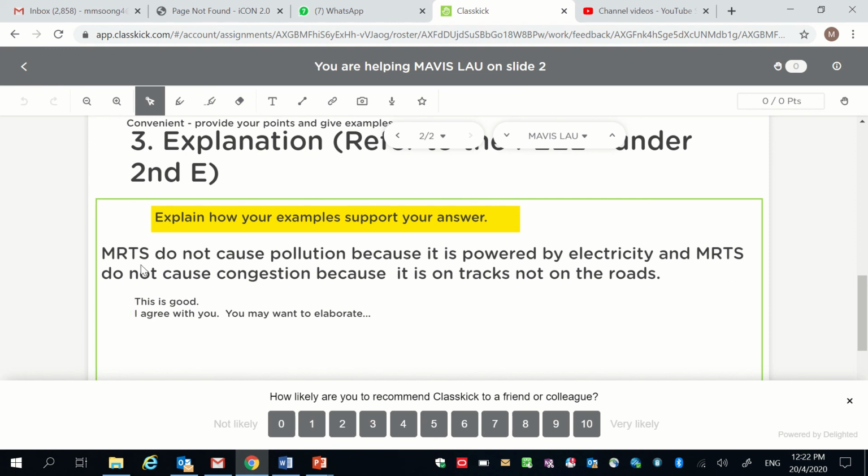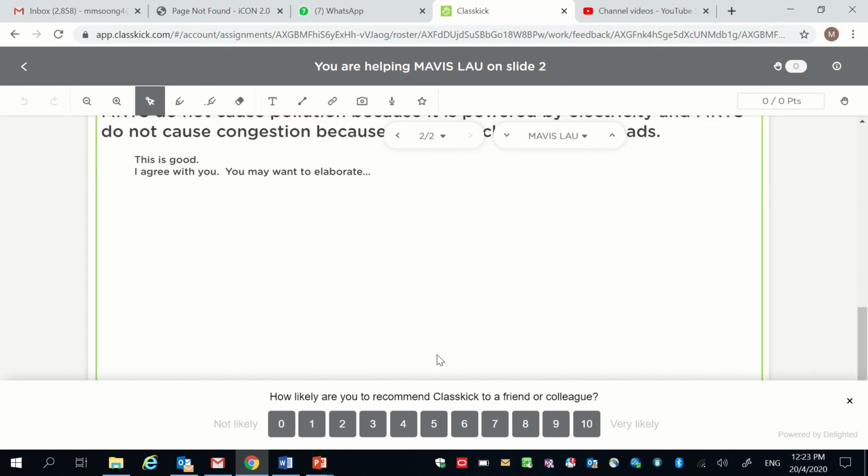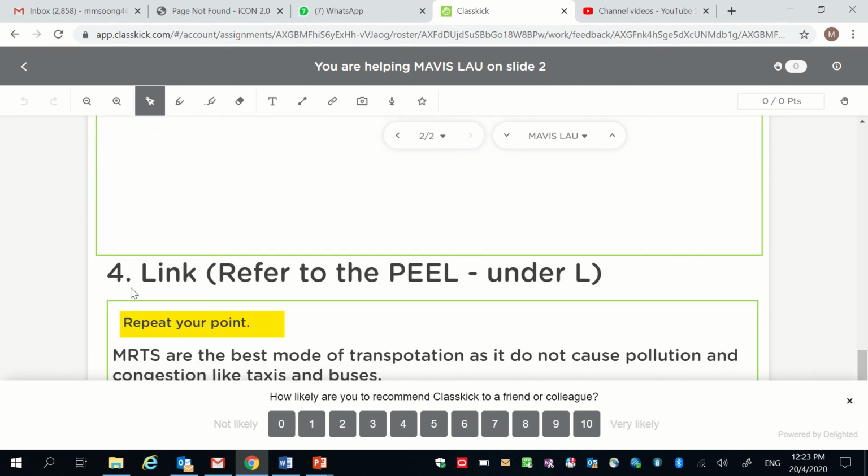Now you cannot say MRT. MRT is the system, the MRT system. You must mention the train, because the train is the one that is traveling on tracks and not on the roads. You must mention train rather than the system. Okay. Now then the last one, which is L. What does L stand for? The link. The link means you have to repeat your first point, which this student has done.